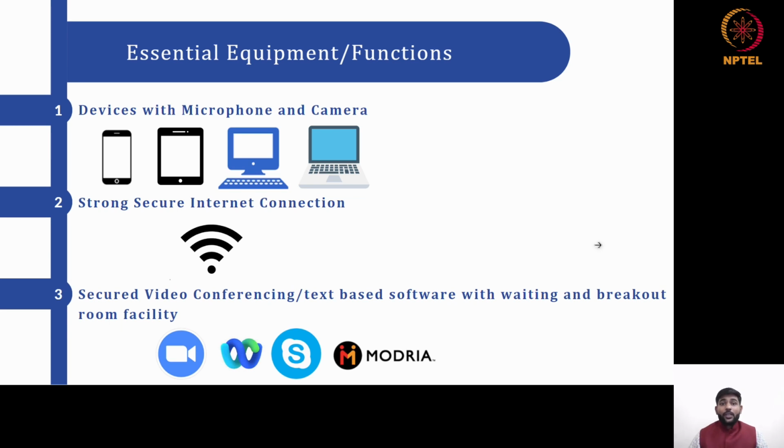But whenever we choose the video conferencing mode for the purpose of online mediation, the video conferencing tool should have a waiting room and breakout room facility. The purpose of the waiting room and the breakout facility is to conduct joint sessions and to conduct private sessions in an online mode. So that is very much necessary. That is, the feature of waiting room and breakout room is a must for conducting video conferencing mediation in an online mode.